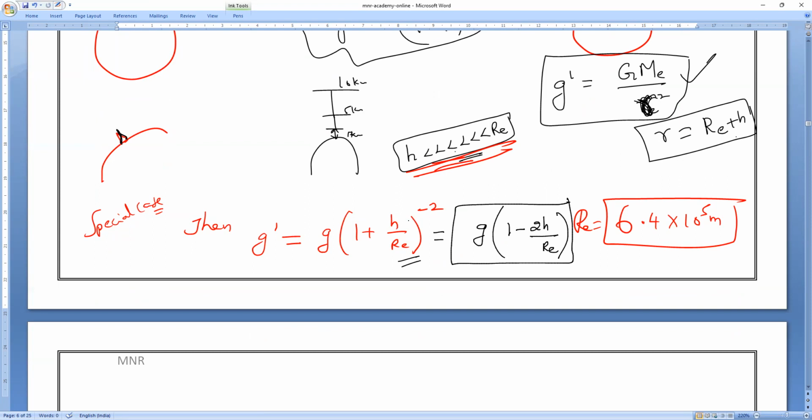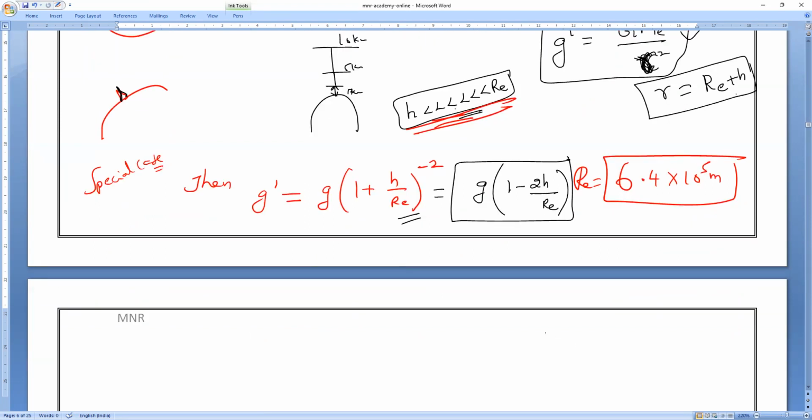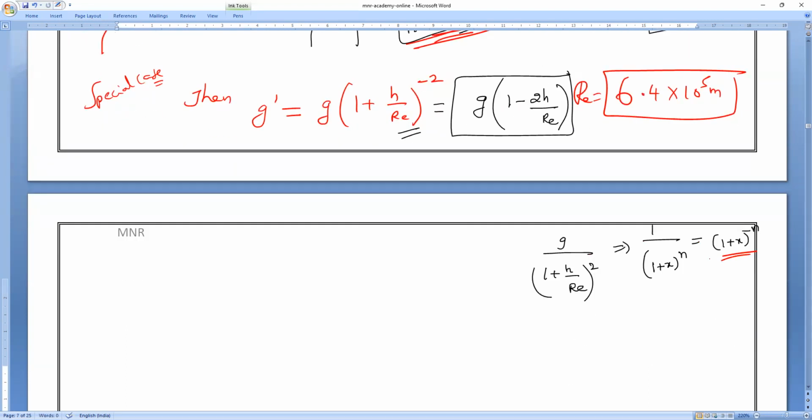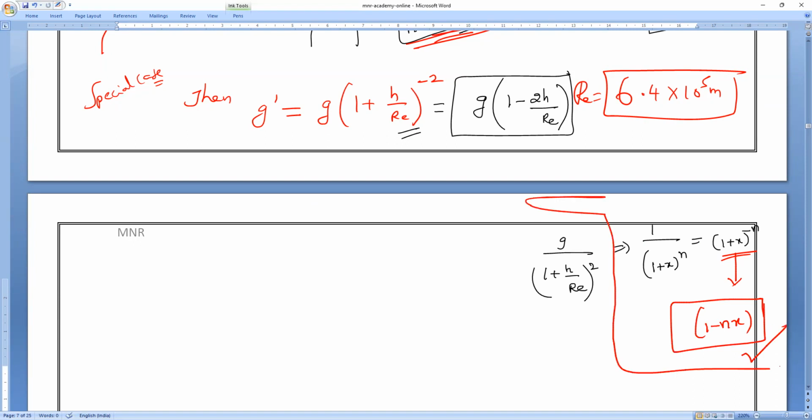Sir, how does this formula come? That is mathematics, so observe very carefully, everybody. G divided by (1 plus H divided by the radius of the earth) whole square. Observe this expression: 1 by (1 plus x) whole power n. Can I write this as (1 plus x) whole power minus n? Am I right? Which is basically equal to 1 minus nx. This is the formula we use to write this mathematical expression.